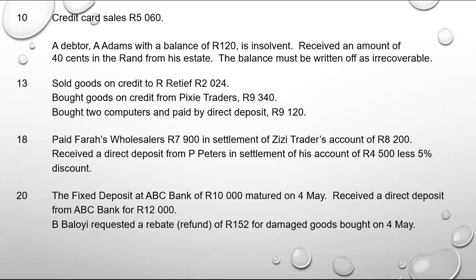All right. On the 10th, it says credit card sales. You see? I spoke about this right at the beginning. Credit card sales, where do we record them? It goes to the CRJ, guys. CRJ.